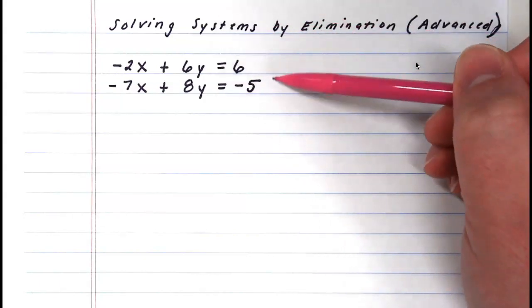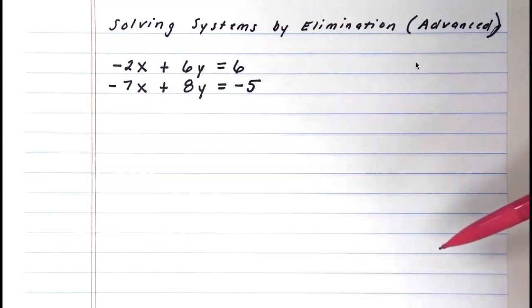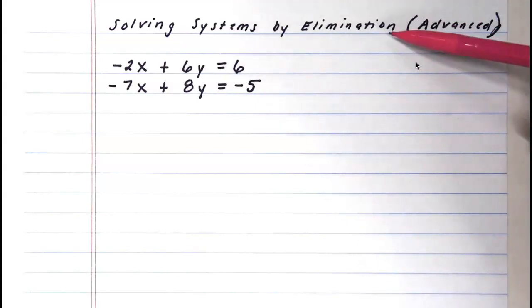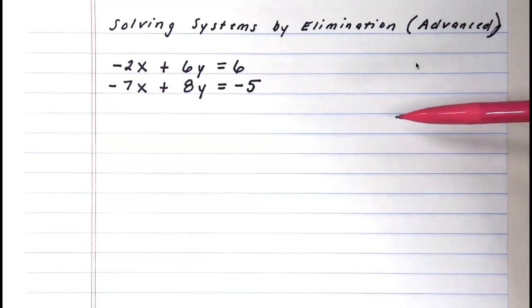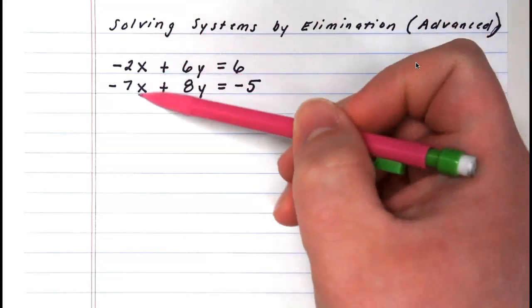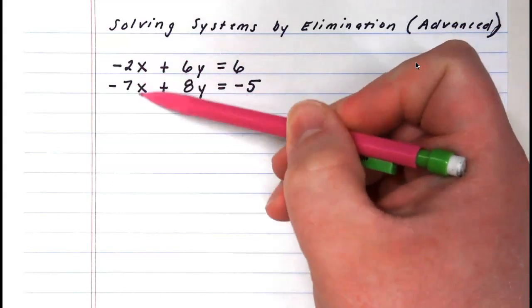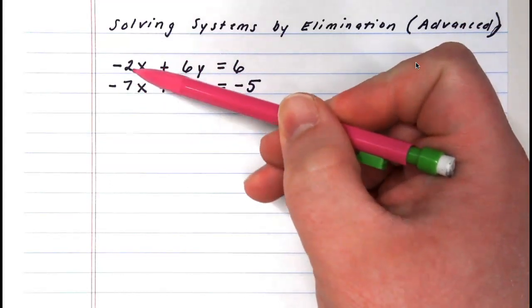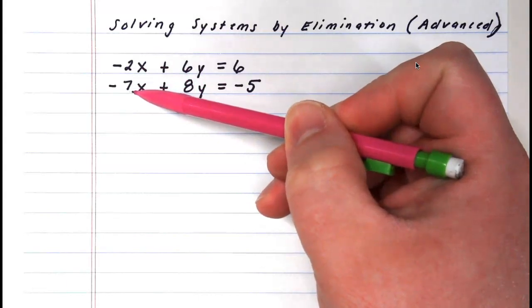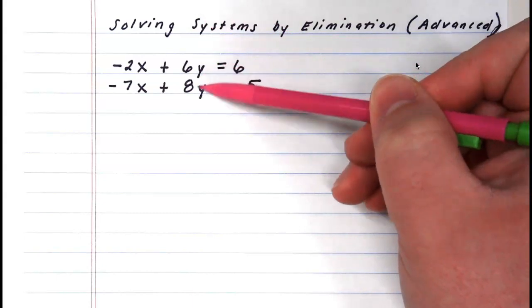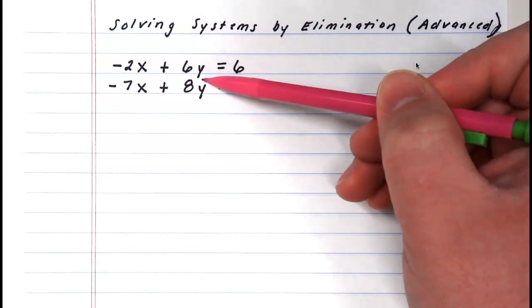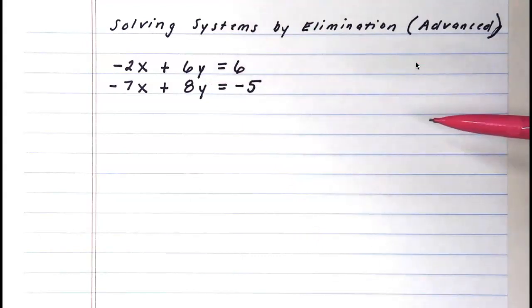We have two equations, two variables, x and y. And remember, with elimination, what we're trying to do is look for coefficients that are either the same or opposite. That would allow us to add or subtract to eliminate. So in this problem, if we look at the coefficients of x, unfortunately -2 and -7 are not the same, and they're not opposites. And the same goes for y. We have 6 and 8, definitely not the same number and not opposites either.